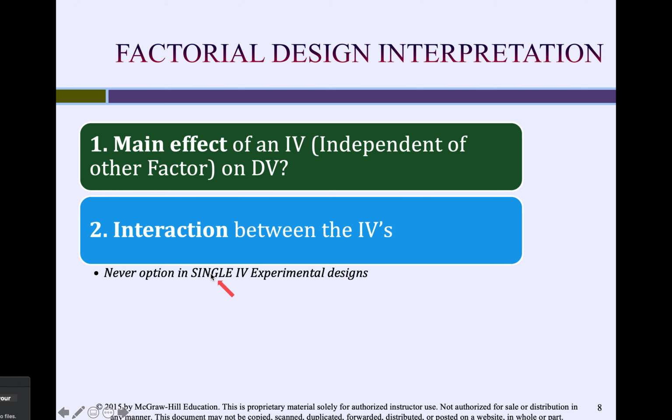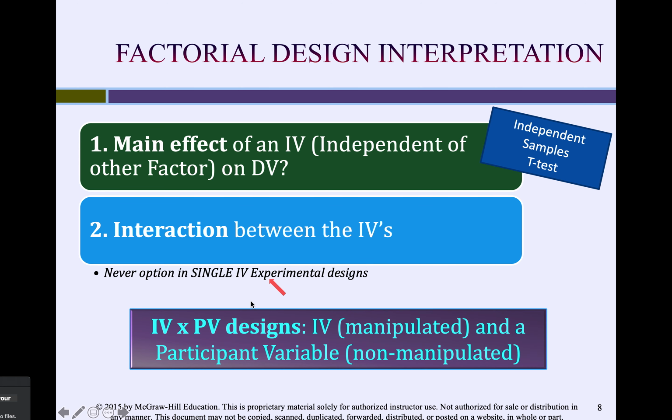This is not an option when we're doing single IV experiments. This is only something that you would interpret and do when you have multiple independent variables. When you're looking at these main effects, you're doing nothing more than an independent sample t-test, looking at the differences between two groups, but the interaction is looking at all these different conditions and how they operate together.